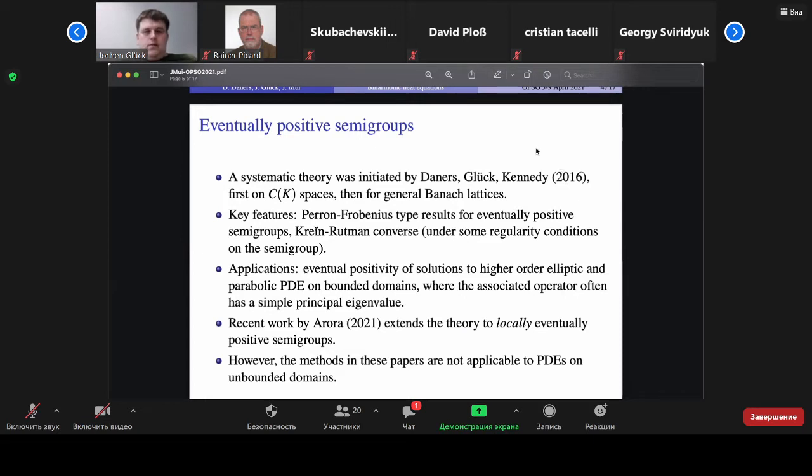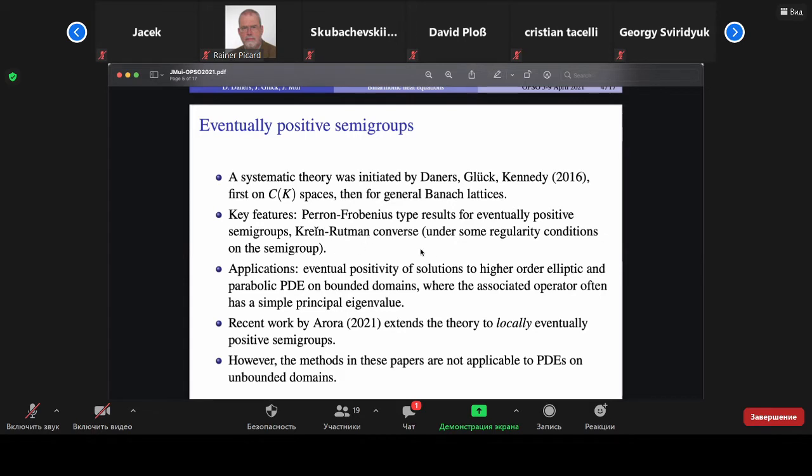They first have the theory on spaces of continuous functions. So here K is a compact Hausdorff space. And then later they do the same type of theory for general Banach lattices. And the key features of these two papers is that we have basically generalized Perron-Frobenius results extending to these eventually positive semigroups, so not just positive semigroups. And under some smoothing condition on the semigroup, they also obtain what could be called a Krein-Rutman converse.